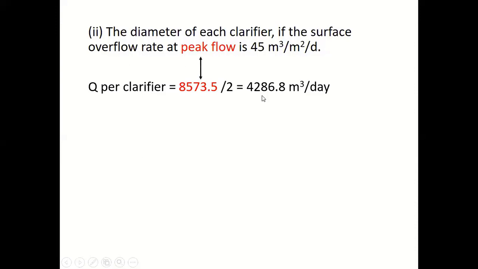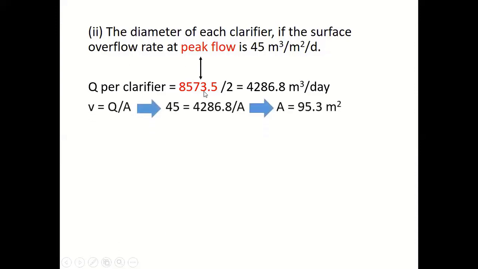Okay, so as you can see here, this is the peak flow. Okay, we are using the peak flow now. Why? Because we want to check what? The peak area or the maximum area. Okay, the maximum area and the diameter of the clarifier. Okay, at peak flow. So V equals the volume equals Q over A.